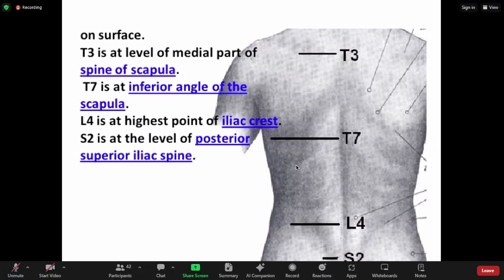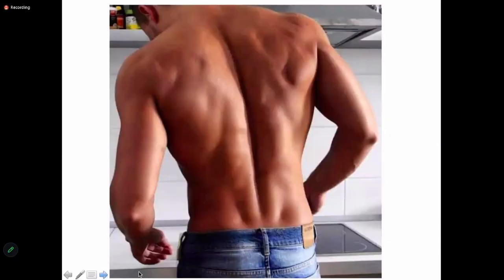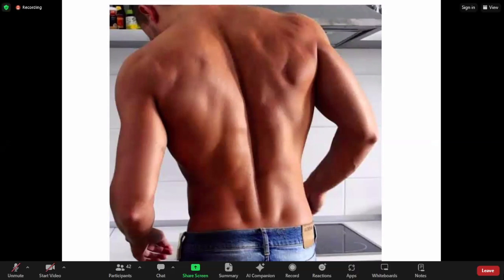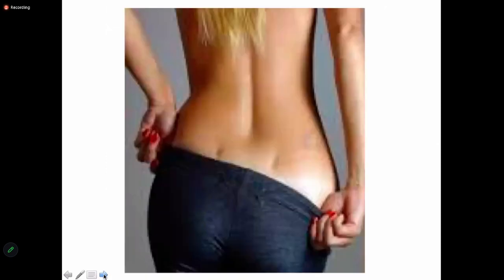L4 is the highest point of the iliac crest, and the S2, I must have told you. So this sacral dimple, dimple of Venus, that's the S2 level, no? That's where the dura mater ends. That's where you get to the middle of the sacroiliac joints also, right?